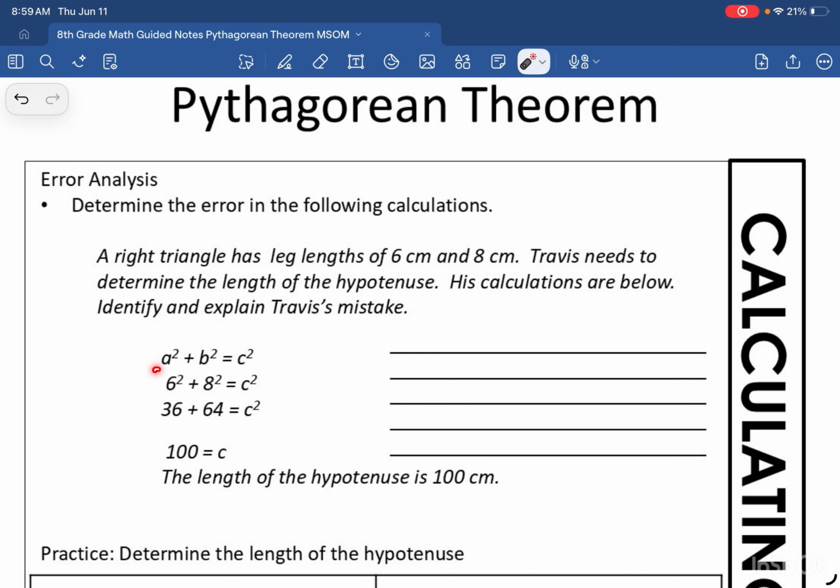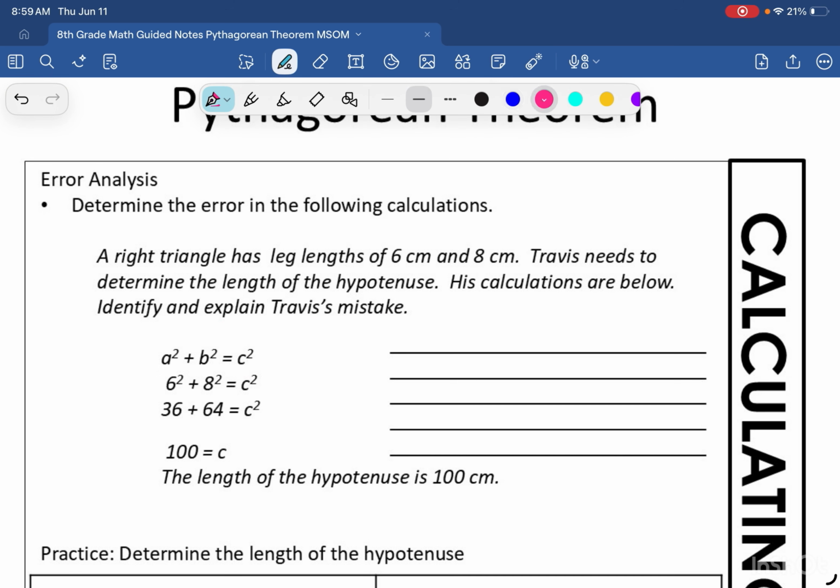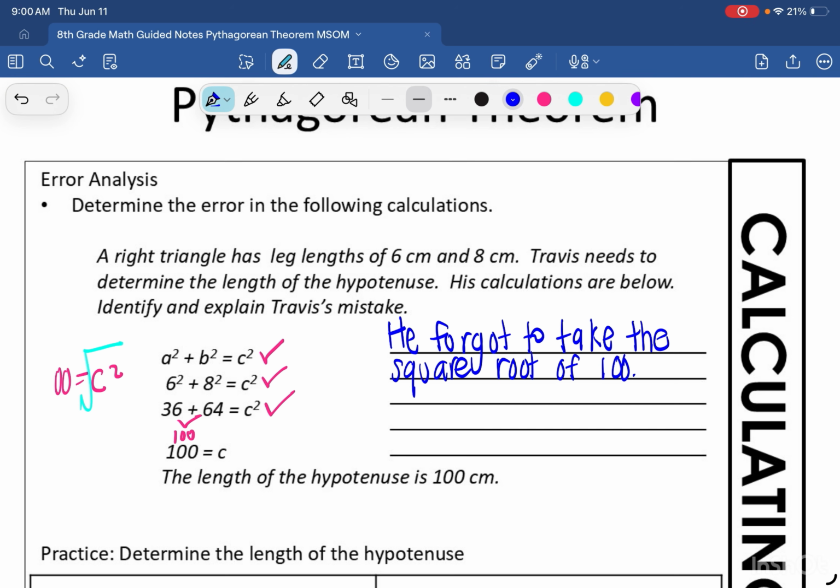So he has A squared plus B squared equals C squared. That's the Pythagorean theorem. It's a great place to start. He has substituted his leg lengths, 6 squared and 8 squared, into there. So that looks good. He has simplified 6 squared and got 36, simplified 8 squared and got 64. And let's see, 36 plus 64 equals 100. So that's good. Oh, but he says that equals C. That doesn't equal C. That equals C squared. He forgot to take the square root of that equation to figure out what C equals. So let's write that here, the square root of 100.